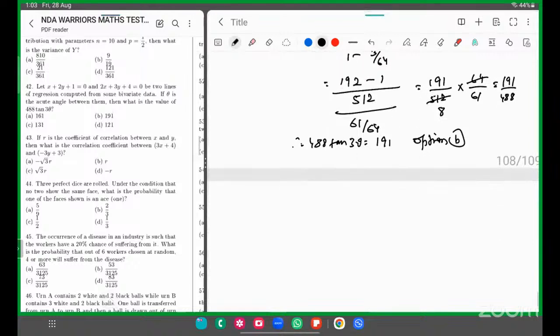Question number 43. If r is the coefficient of correlation between X and Y, then what is the correlation coefficient between this and this? Okay.